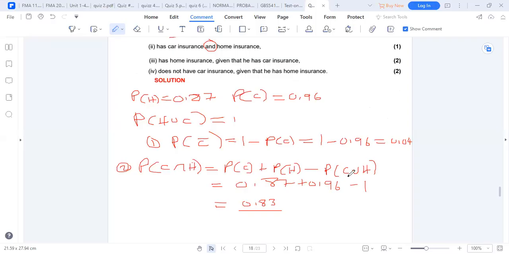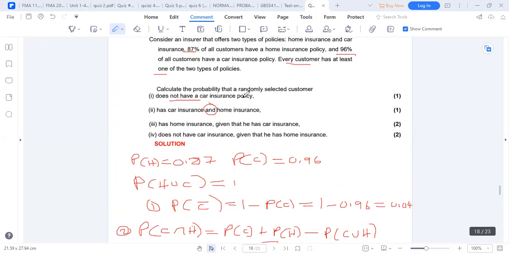Clear, Mr. Collins. So where is this one coming from? It comes from the statement that each customer has at least one of the two. Meaning home plus car insurance, the total must be 100%. That is where the union is coming from.